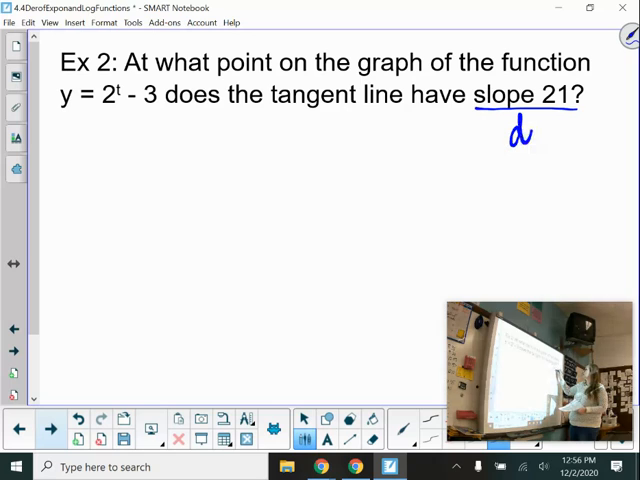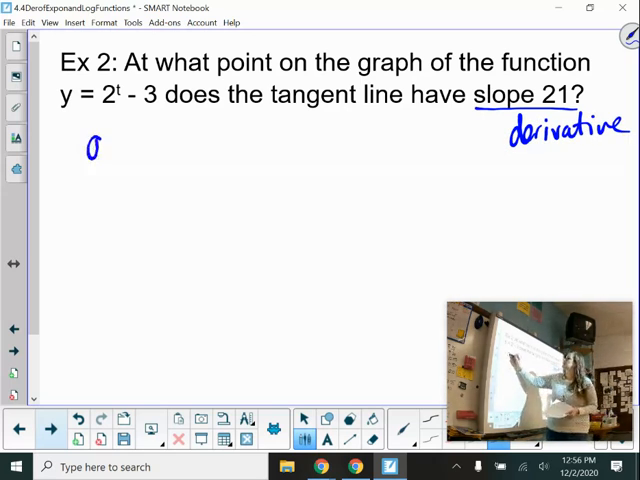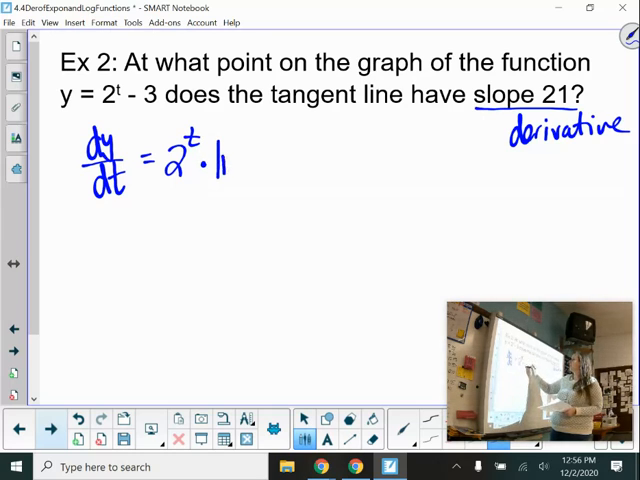Well, if we're finding a slope, we need to know the derivative. So I need to find my dy/dt in this case. So to take the derivative of the exponential, I'm going to repeat the 2 to the t, multiply by the natural log of the base, so natural log of 2, and then I would multiply by the derivative of the exponent with respect to t. Well, that's just going to be times 1. And then the derivative of minus 3 is going to be 0.